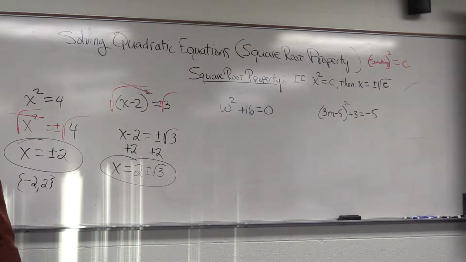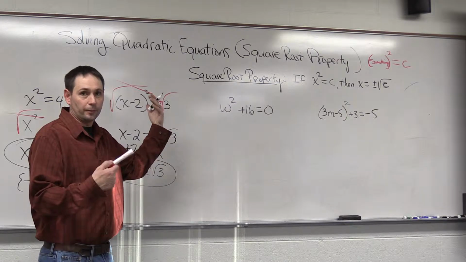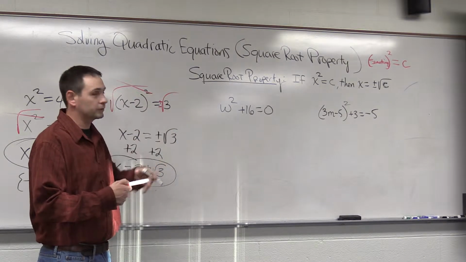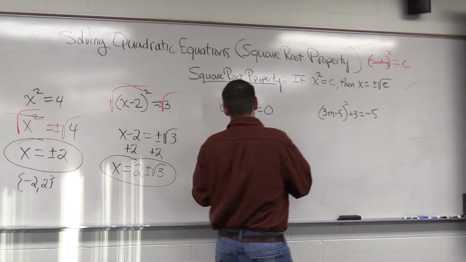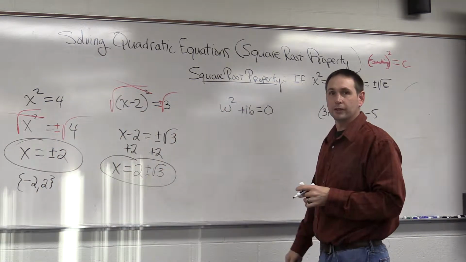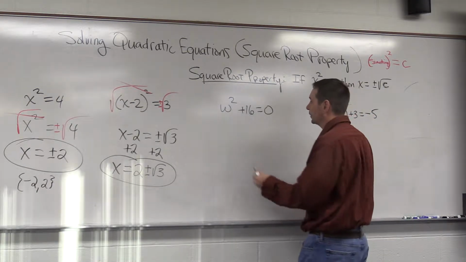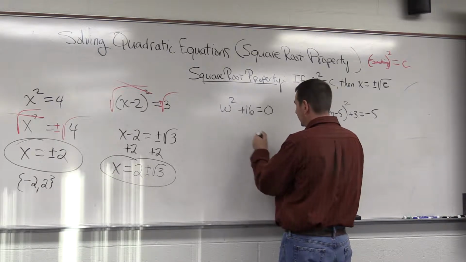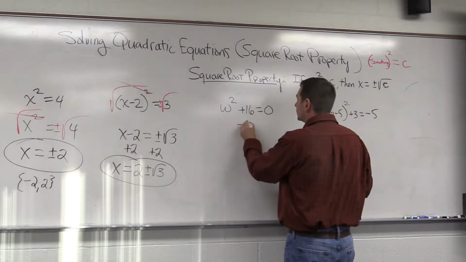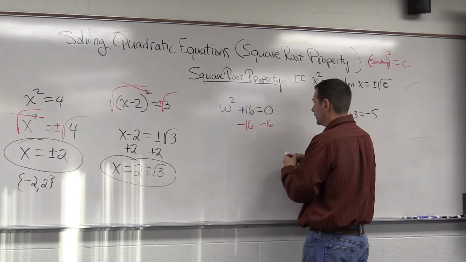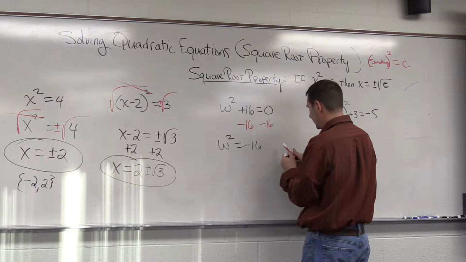Now, what about this one? I couldn't have solved this by factoring, but now I can solve this with the square root property. The sum of two squares is not factorable over integers, but I'm dealing with a complex number here now that we've learned complex numbers. I can write it in the form I need: something squared equals a constant. Subtract 16 from both sides, and I end up with w squared equals negative 16.